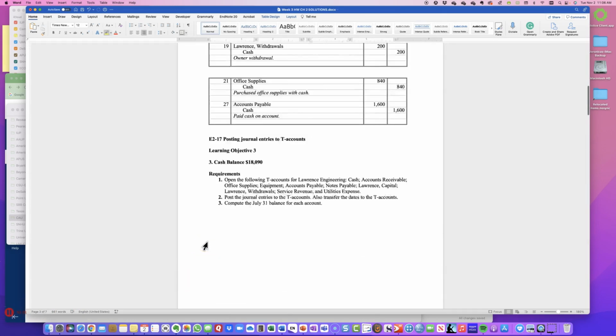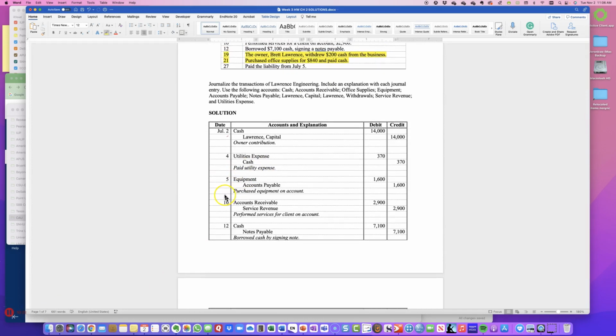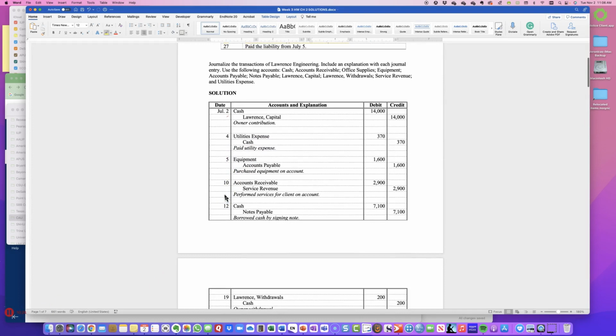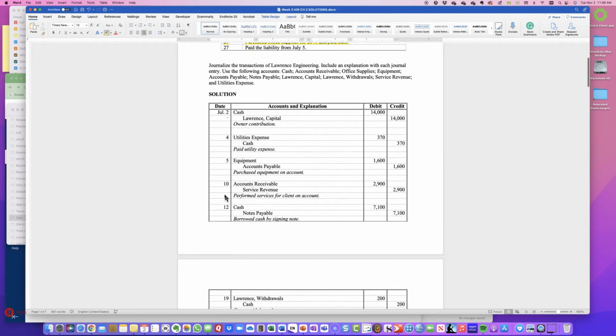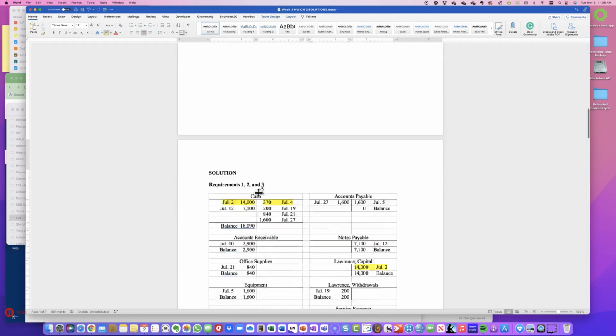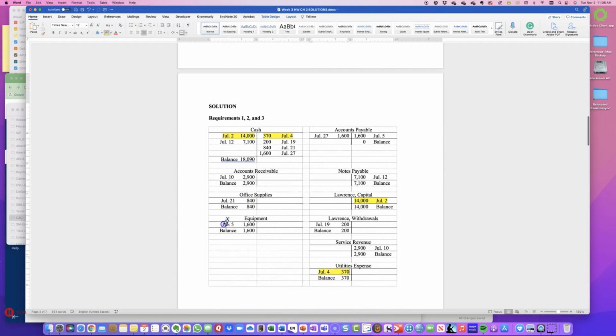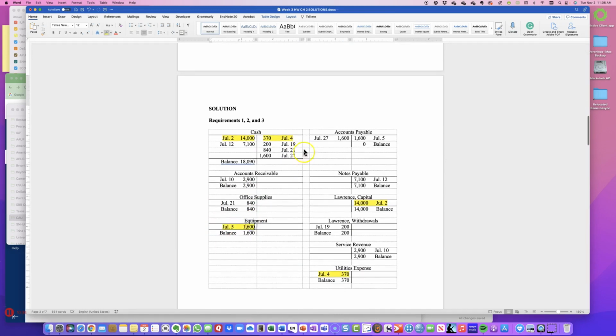Then we move on to our next entry, which is equipment. We purchased equipment on account. We know equipment is a debit, it's an asset, and then we are going to credit our accounts payable account. Then we come down here and see the equipment for July 5th, and we're going to highlight that. That's our debit. Then we have our credit here for July 5th. Don't get confused, this is when we paid it later in the month. Remember, you put your dates right next to it.